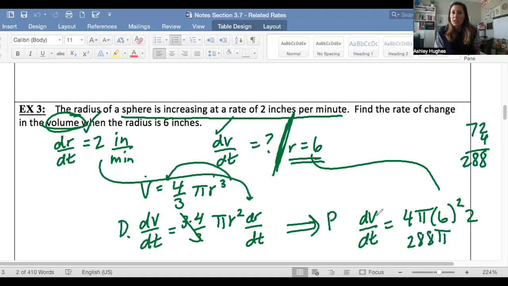Volume would be measured in what? Let's see, inches is what our unit is, so inches cubed per minute. This is the rate of change. This means change in volume over change in time.